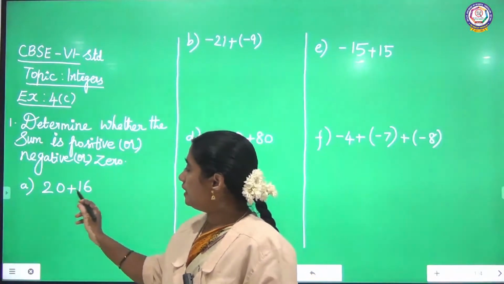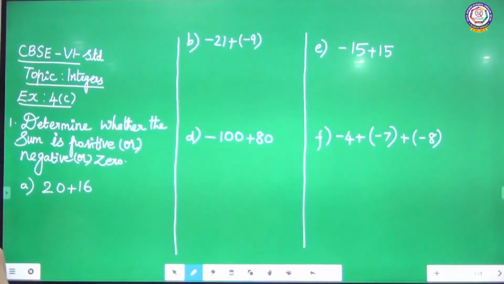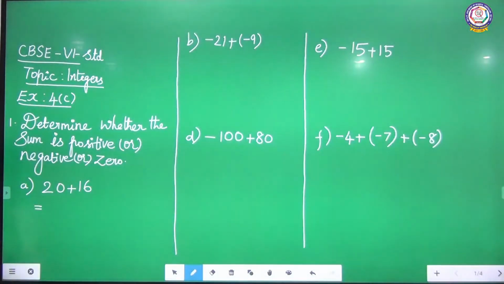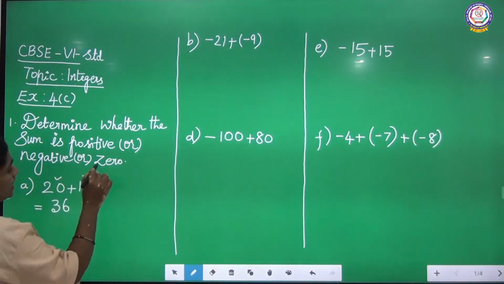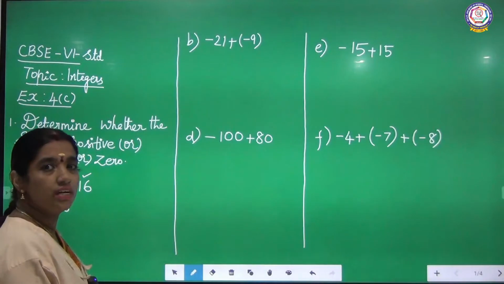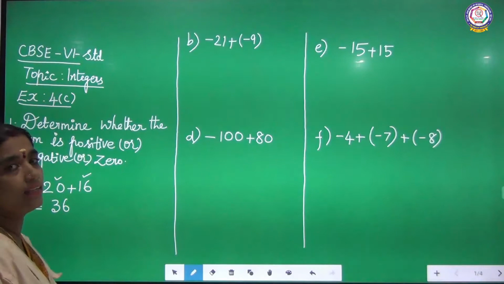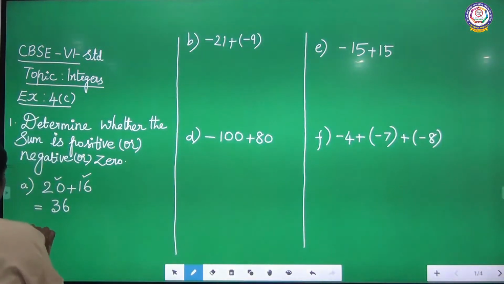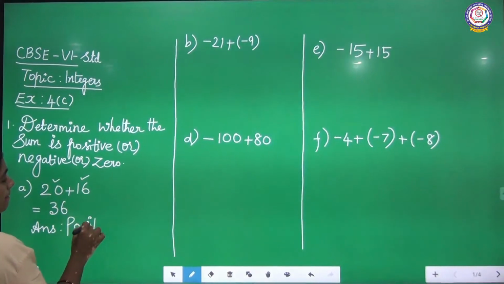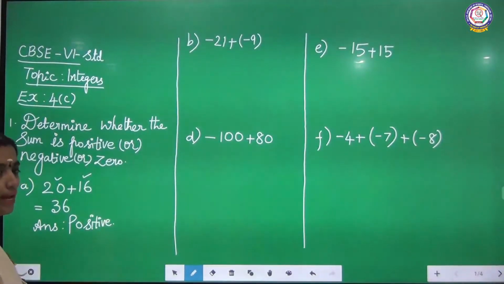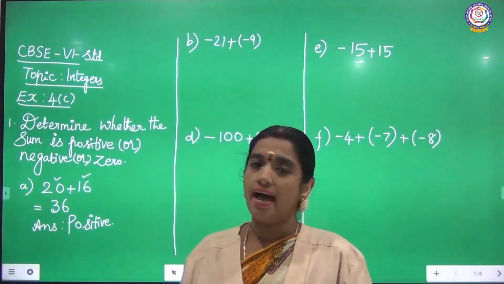Listen, 20 plus 16. So just you have to add this 20 plus 16. See here, 20 plus 16 is what? 36. Both the integers are positive. Listen children, both the integers are positive. So when I am adding that, I can get the positive integer. So the answer is positive. When I am adding the two positive integers, I can get the positive answer.